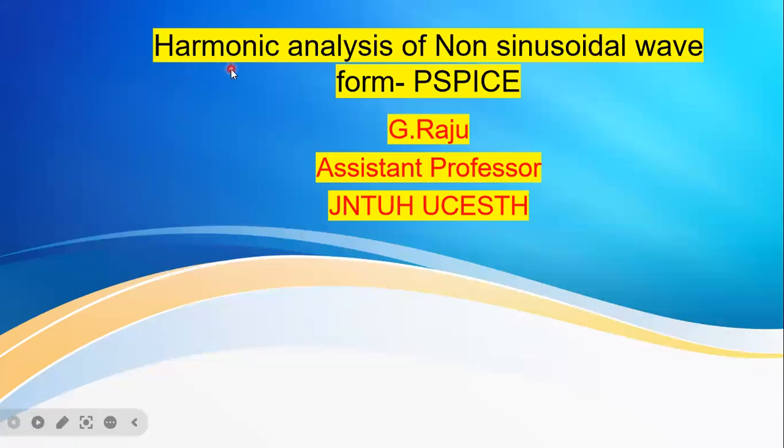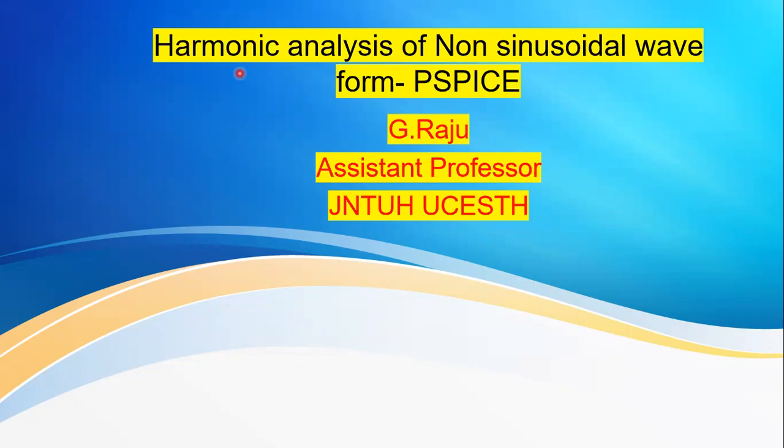Harmonic analysis of non-sinusoidal waveform. Non-sinusoidal means rectangular, square, triangular, sawtooth. Like this, these waveforms are called non-sinusoidal waveforms. Under this, I'm taking one example, called the rectangular waveform. By taking the rectangular waveform, we have to investigate the harmonic analysis of a non-sinusoidal waveform.